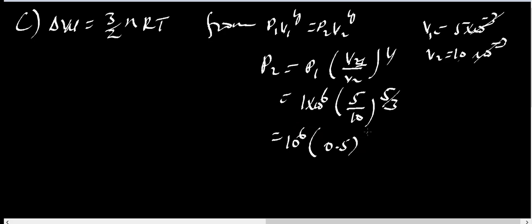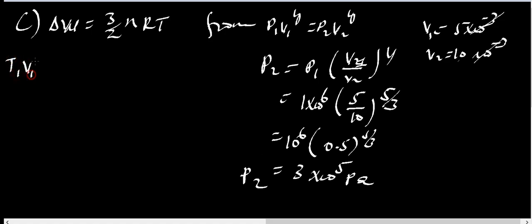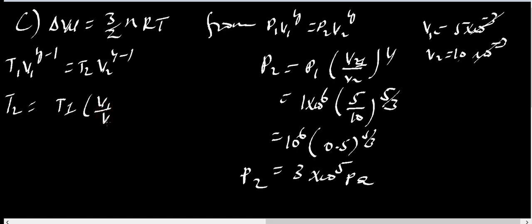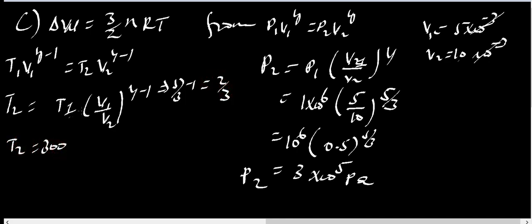This is 10 to the power of 6 into 0.5 to the power of 5 over 3, multiplying this we get 3 times 10 to the power of 5 Pascal, this is P2. Then from P1 V1 gamma minus 1 equals T2 V2 gamma minus 1, T2 is equal to 300 K into 0.5 to the power of gamma minus 1, which is 5 over 3 minus 1 equals 2 over 3. T2 is approximately 189 K.